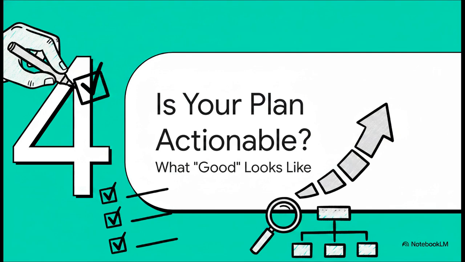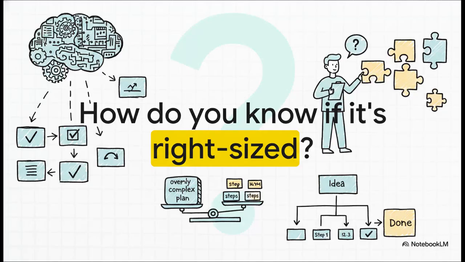All right, last piece of the puzzle. Once the AI gives you a plan, how do you know if it's any good? Let's walk through a quick checklist to make sure the plan you got is truly actionable and ready to go. The big question you always have to ask is this: is the plan you got actually the right size? Is it something you or your team can just pick up and start working on right away with no confusion?